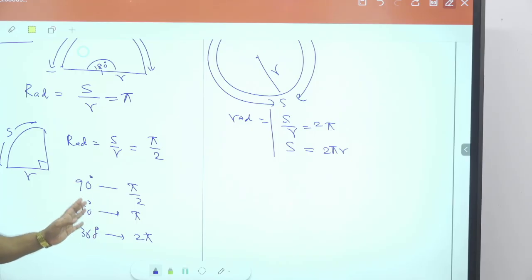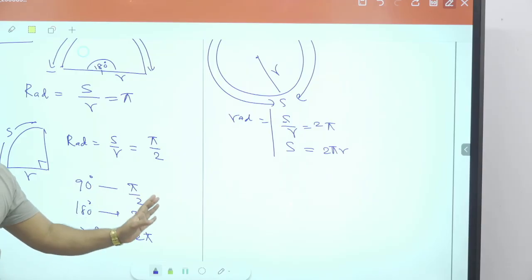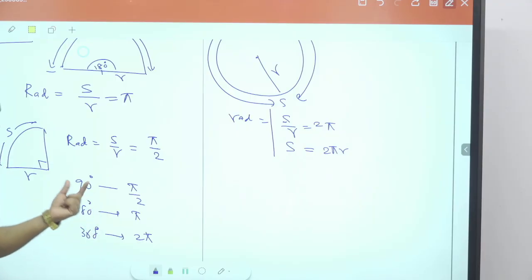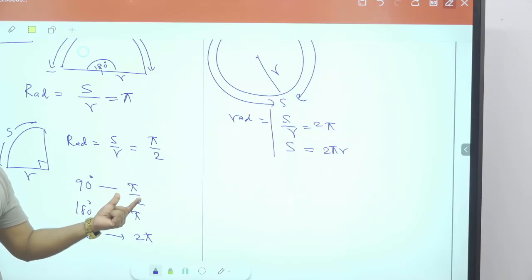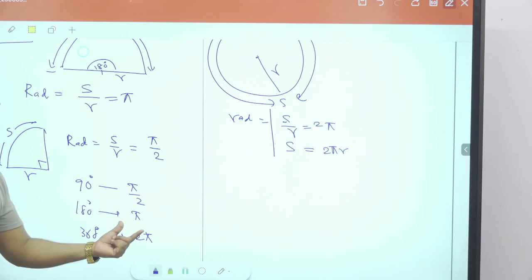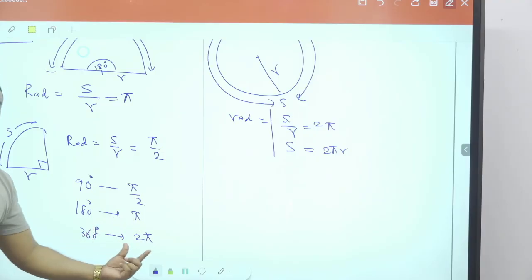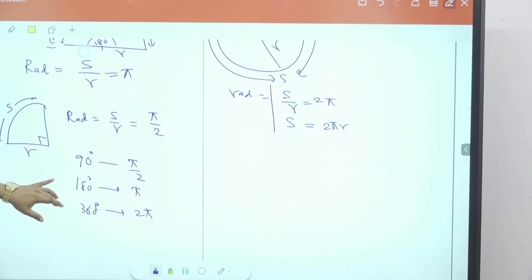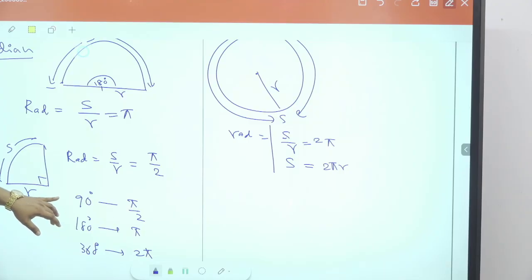Since the degrees are proportional to the radians, instead of degrees you can take the radian values. So 90 degrees is pi over 2 radians, 180 degrees is pi radians, and 360 degrees is 2 pi radians. So instead of degrees, you can take the radians, right? Do you understand that? Bro, don't take the pictures. You get the recording, right?